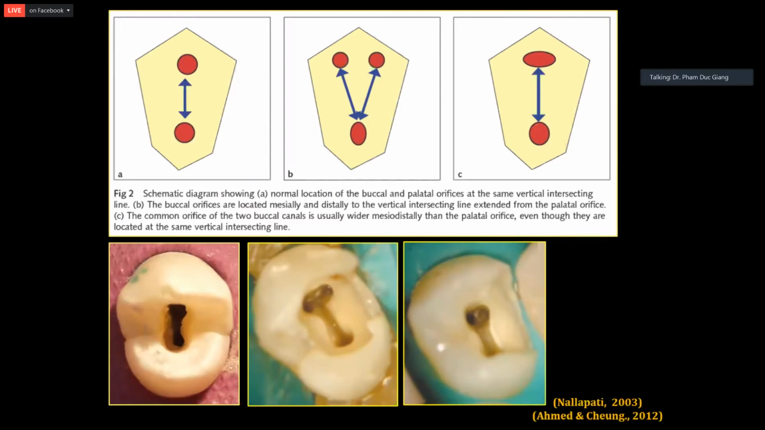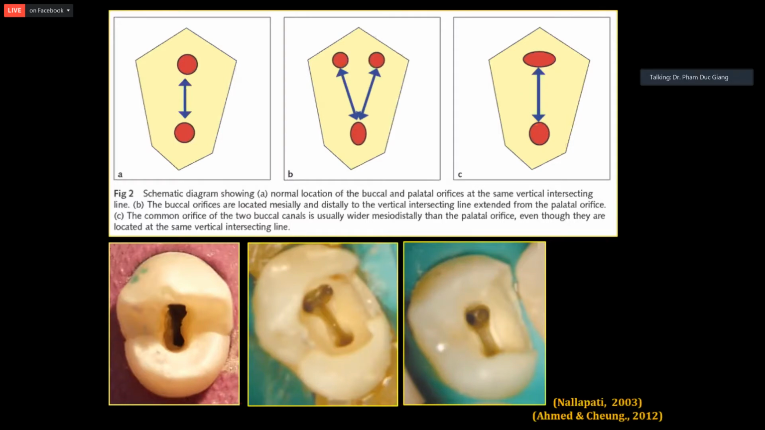Sometimes also you can find, like in figure C, this one, you will find that the buccal orifice is very big compared to the palatal. So if you find that there is an obvious difference in the size between the buccal and palatal canals, usually this means that there is a common canal to two buccal canals.